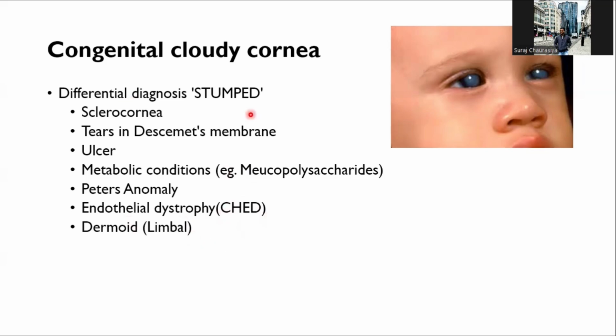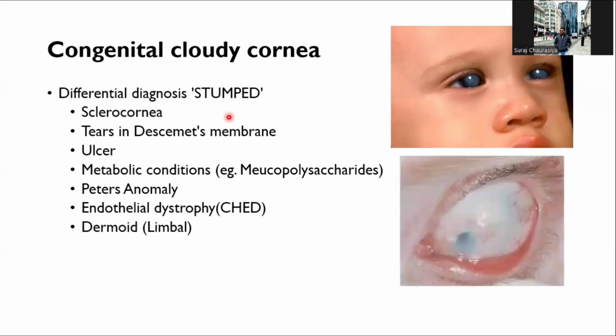So these are the conditions basically where you will be seeing the cloudy cornea, and you have to differentiate whether it is because of developmental anomalies, congenital developmental anomalies of the cornea, or it is because of some other problem that the cornea is having haze. It's very important to know.